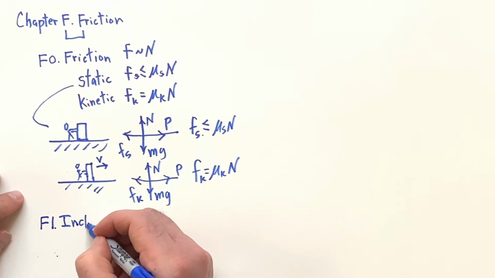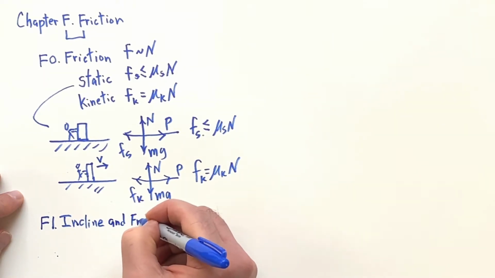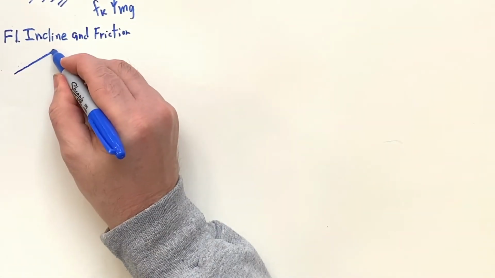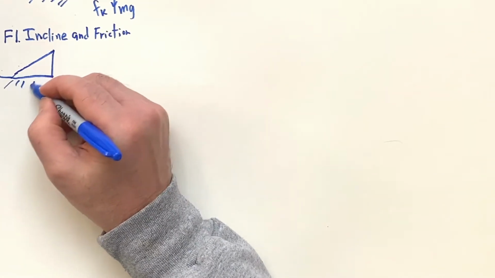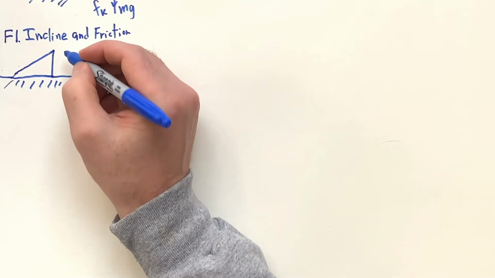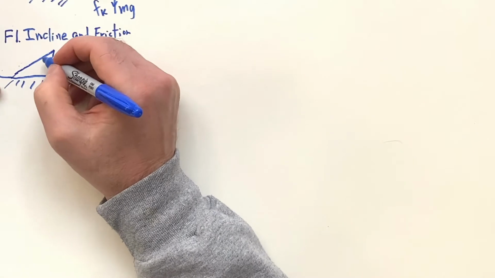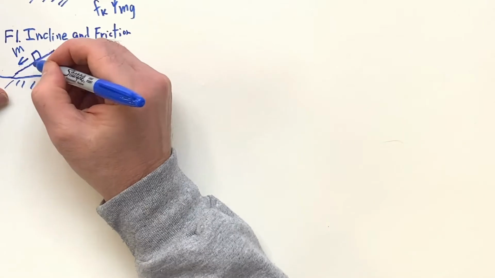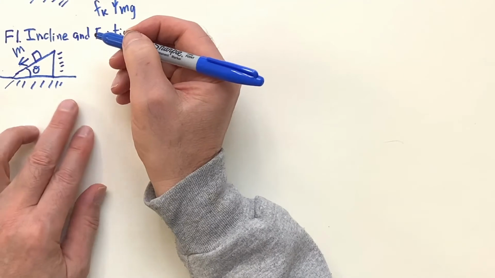We're going to do the incline with friction. So incline and friction. We did the incline before without friction. So we're going to look at here an incline, which is a fixed incline, and a mass here that's going down, moving down with friction, and theta.